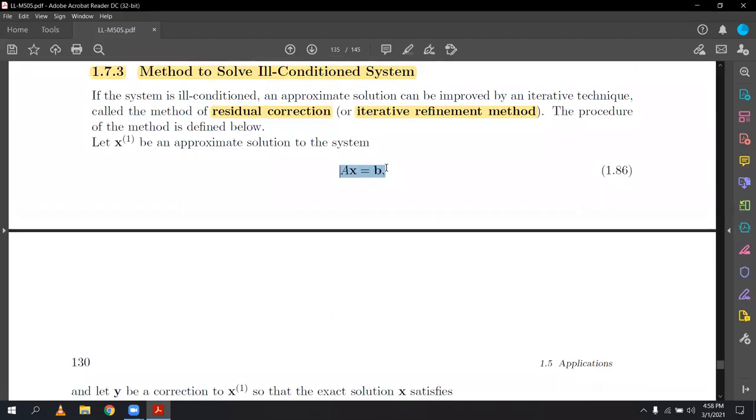We are given the original system, which is an ill-conditioned system, definitely. And we find its approximation by using any method we discuss, and we find X1 here. This X1 is the approximate solution of the ill-conditioned system, which should be a very bad one.